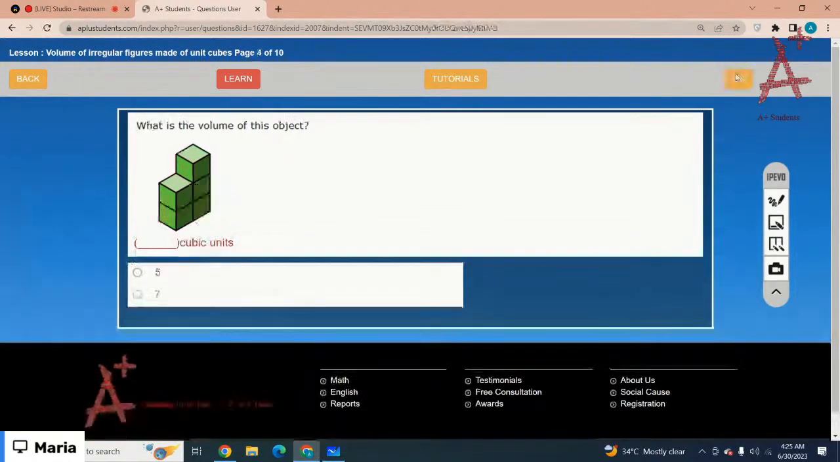What is the volume of the object? You just have to count the cubes. So which is the correct option? You can see they are 1, 2, 3, 4. You can see 5 squares. So it would be 5 cubic units.